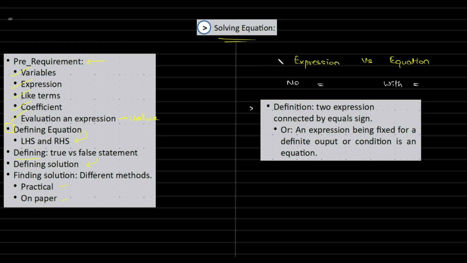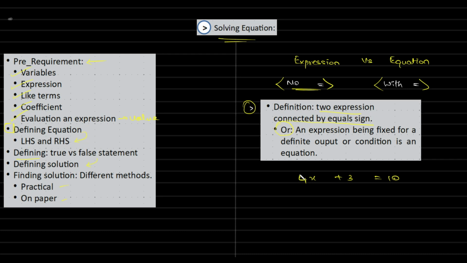Okay, so let's start off by recalling the difference between an expression and equation. In an expression, we don't have an equals to sign, while in an equation, we have an equals to sign. So 4x plus 3 is equal to 10 is an equation. So let's define it. Two expression connected by an equal to sign is an equation, or an expression being fixed for a definite output or condition is called an equation.